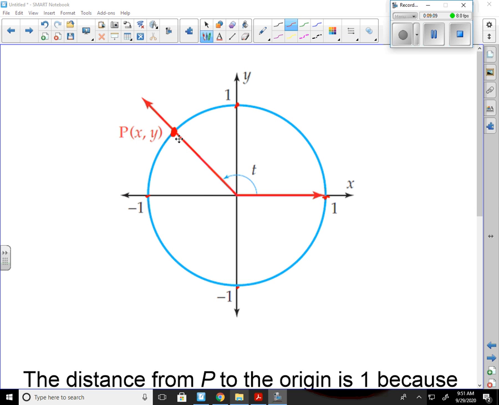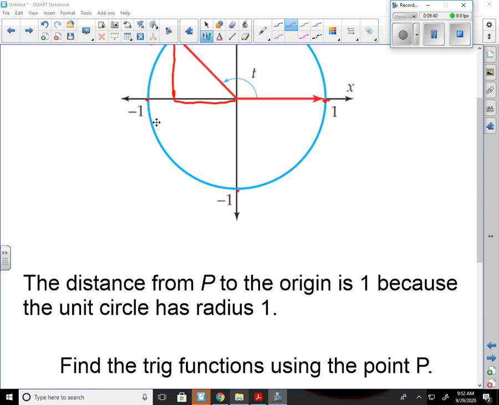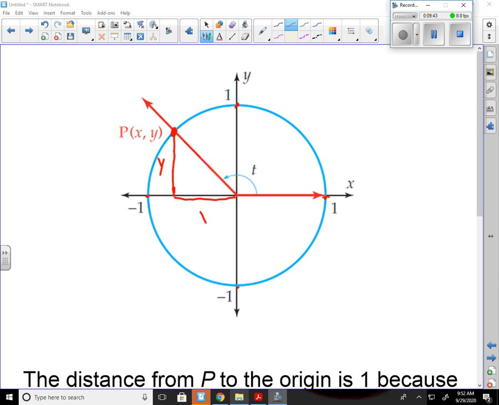So let's start with our most basic ones. If I'm using this point P, then I have my x and y. My x is going to be how far back I am. My y is going to be how far up I am. So I'm forming this triangle here. So if I'm going with sine theta, this is my height y, this is my point x. This is my r, which is 1.